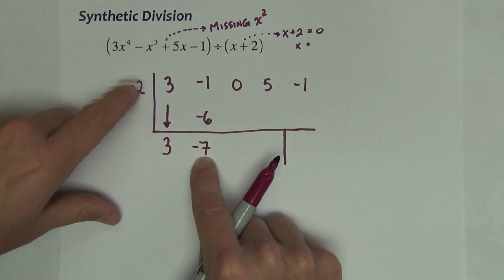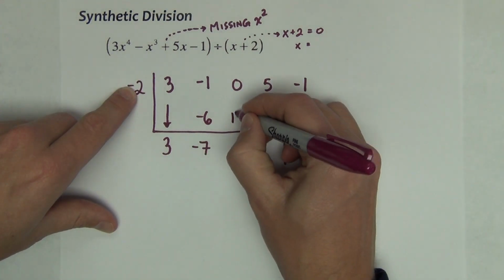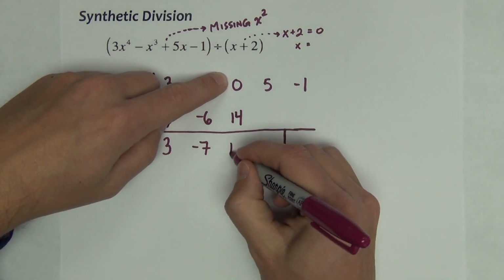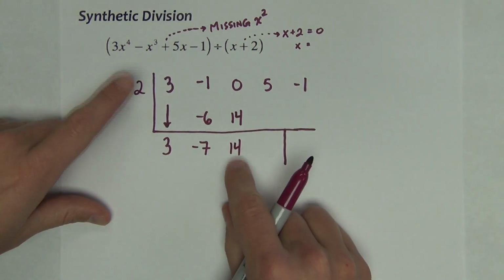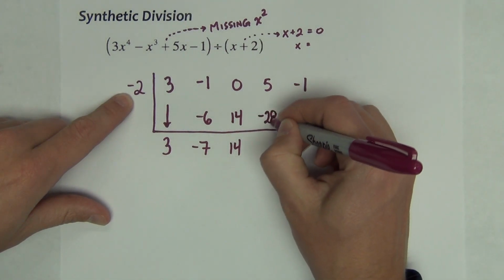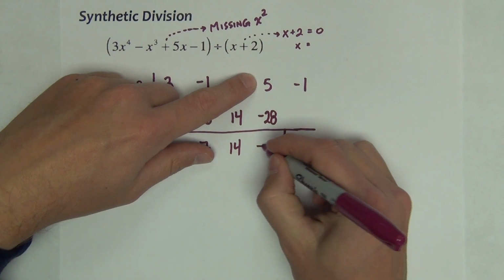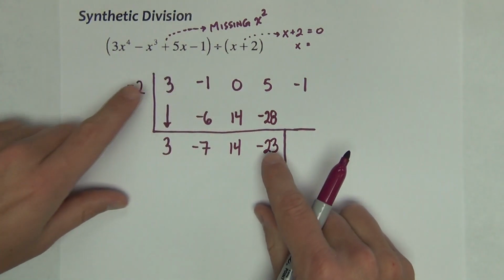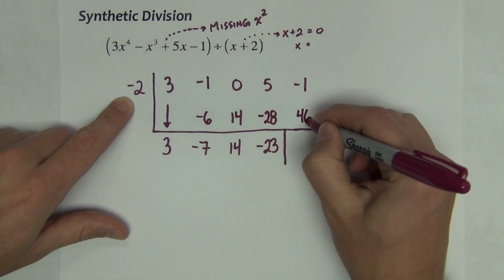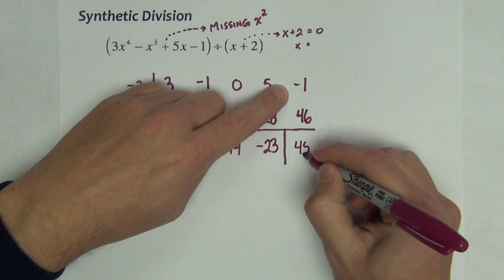Now we multiply these numbers together. Negative 2 times negative 7 gives 14. We add 0 and 14 together and get 14. We multiply negative 2 and 14 together and get negative 28. We add together here and get negative 23. We multiply together and get 46. We add together and get 45.